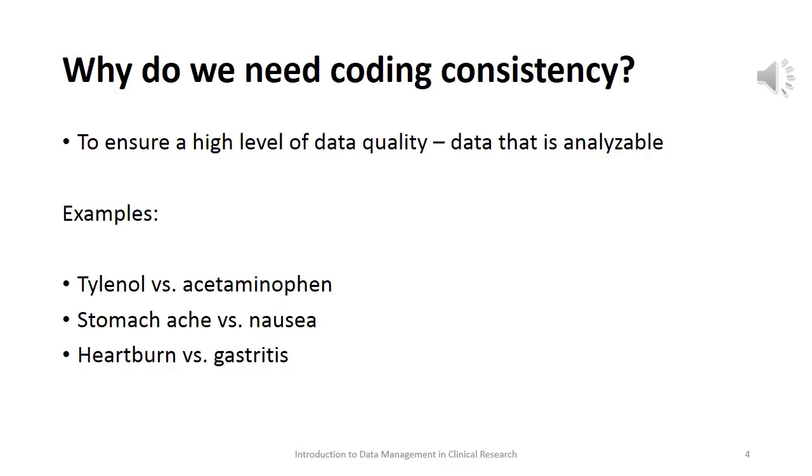So why do we need coding? Essentially, we need coding to maintain a high level of consistency. And this is going to ensure a high level of data quality. The way we define that is data that can be analyzed, or analyzable. So let's take a look at some examples of what these might look like.